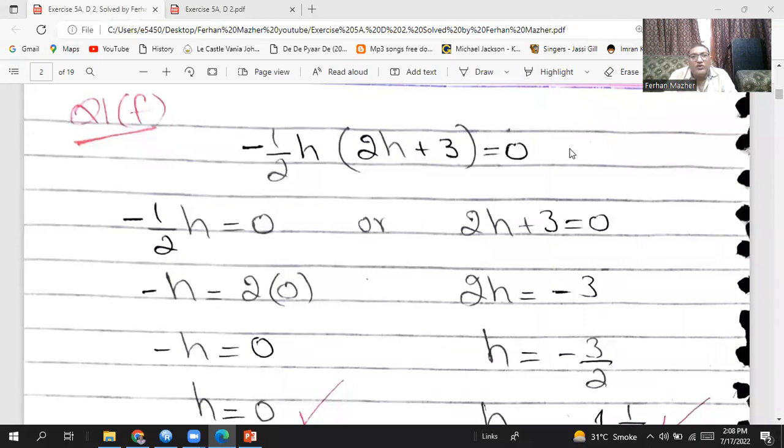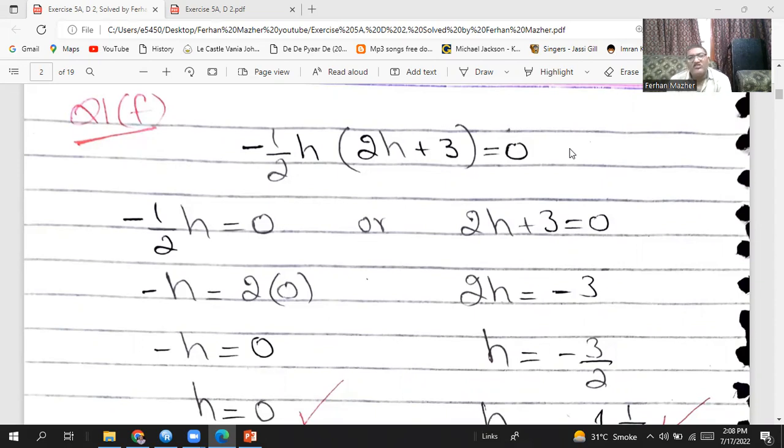So 1/2 into h bracket start 2h plus 3 bracket close equals to 0. These are two terms multiplying with each other, so their answer is 0. So either that first thing is 0 or that full bracket is 0. So we will make them 0.